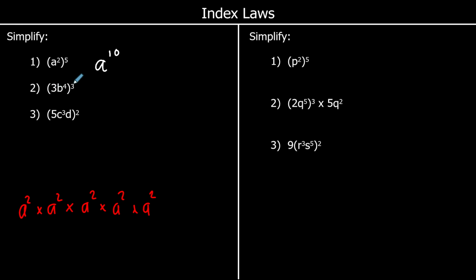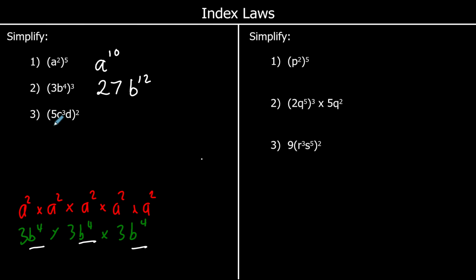B, 3b to the power of 4, cubed. So that means 3b to the power of 4 times 3b to the power of 4 times 3b to the power of 4. So in this case, we can cube the 3. 3 times 3 times 3 is 27. And then you can just multiply these powers. b to the power of 4 times 3 is 12. And if you added the powers, 4 plus 4 plus 4 makes 12.